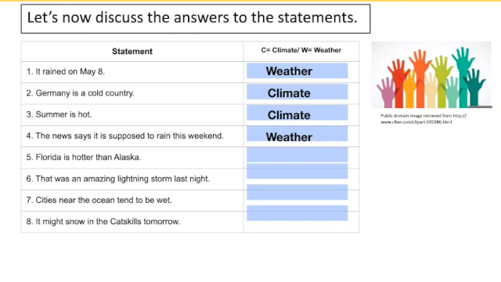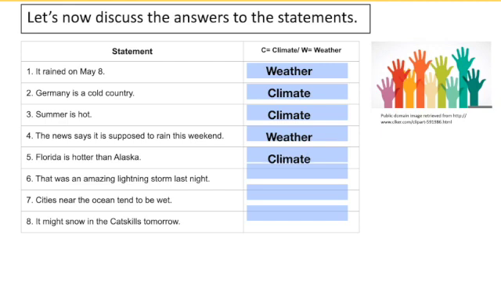Number 5, Florida is hotter than Alaska. Once again, here we're comparing two regions in general over a long period of time. Is Florida hotter than Alaska every day, all of the time? Not necessarily, but overall, we would expect Florida to be warmer than Alaska, mostly due to its latitude.